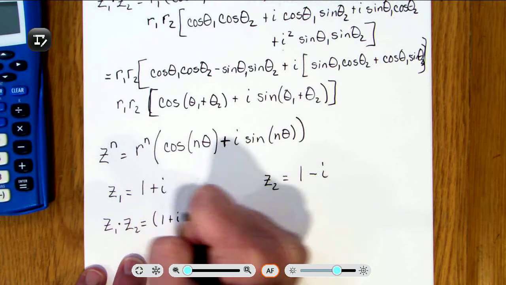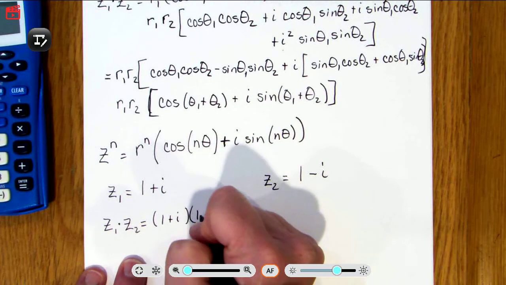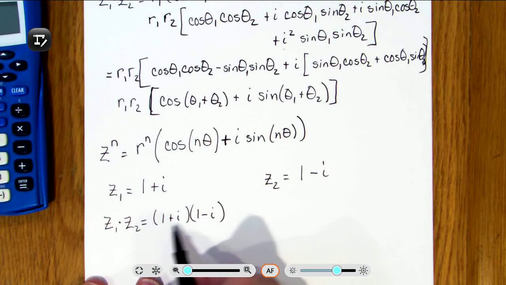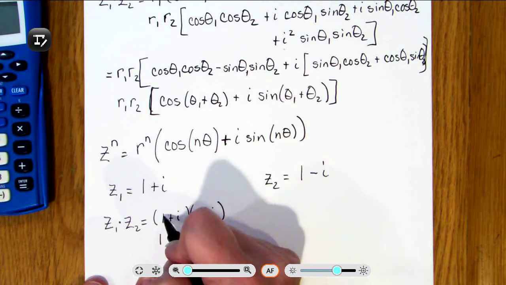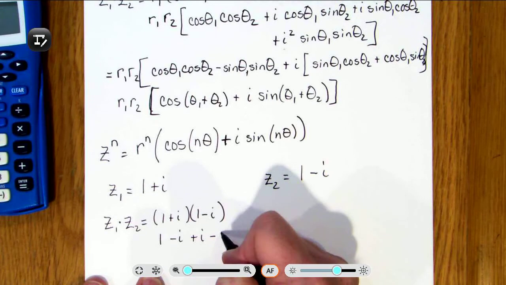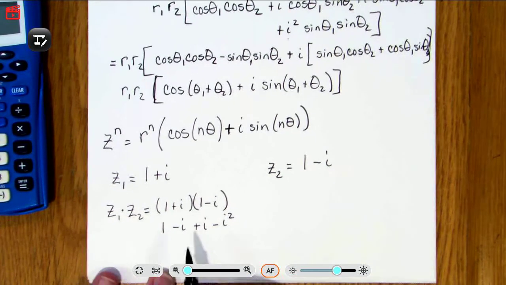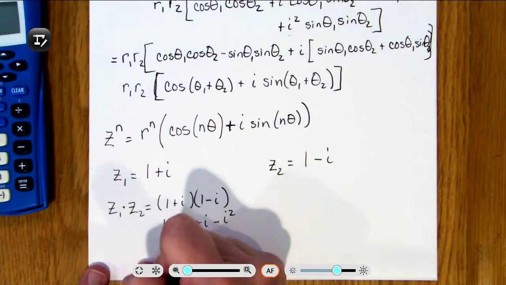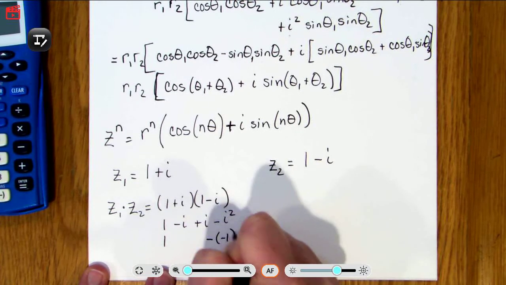If I were multiplying these guys together, I would do it in rectangular form and just FOIL. So 1 times 1 is 1. I'd have a minus I, I'd have a plus I, and I'd get a minus I squared. These guys cancel each other out. My I squared is -1, so I get 2.